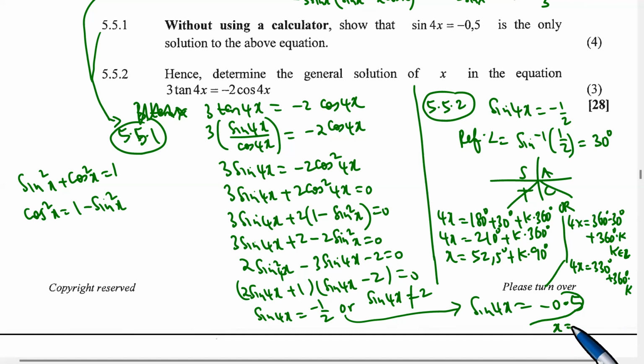So which means x is, you divide by 4. What is 330 divided by 4? 330 divided by 4 is 82.5 degrees plus 90 degrees times k. K is an element of the integers. So we have that.